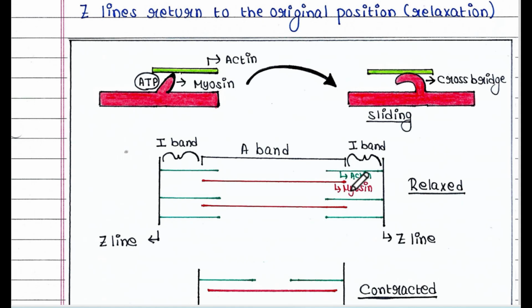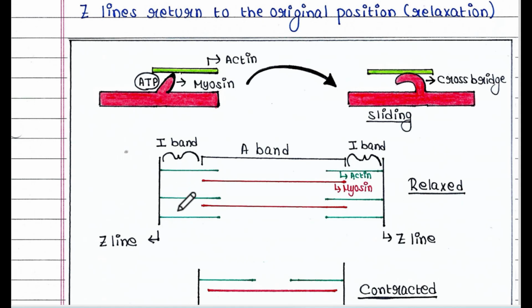The full length myosin, this red one, and the half green one, that is actin. So the actin filament from both the sides, which are overlapping the myosin filament, constitute the A band. And this portion of actin filament that does not overlap with the myosin filament is called the I band. This is the I band. So what happens after that?